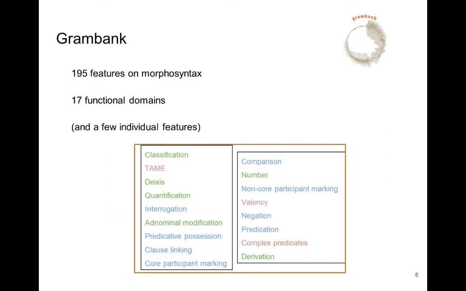And yes, as I said, we have 195 features on morphosyntax, covering a lot of domains that we have within the project described as core grammatical domains, such as nominal classification, number, core participant marking, tense aspect, mood, valency, negation, and various kinds of predication.